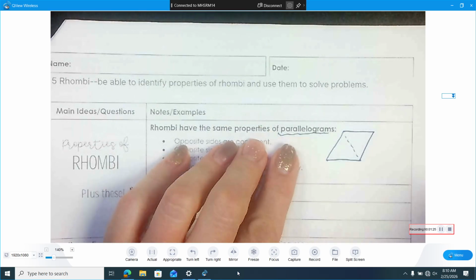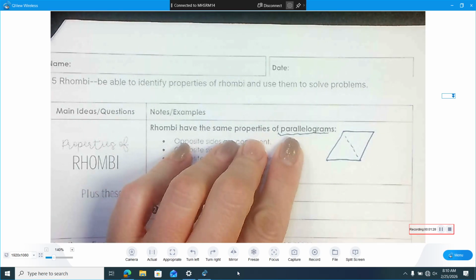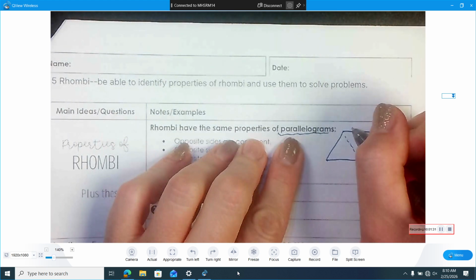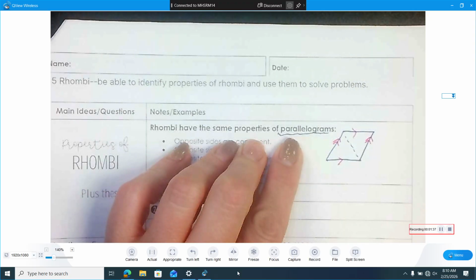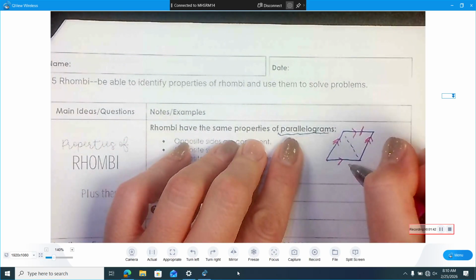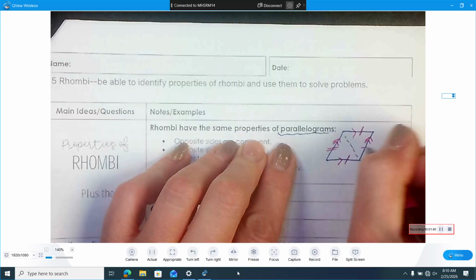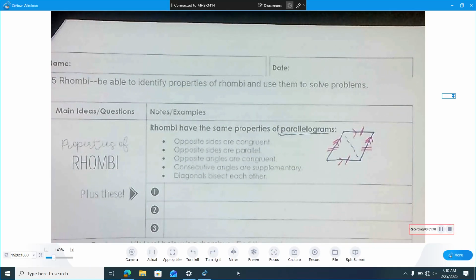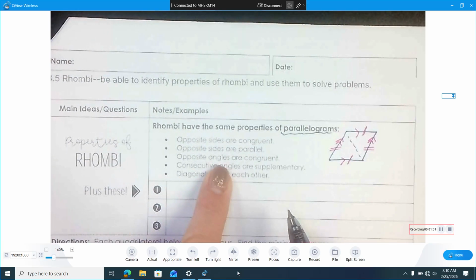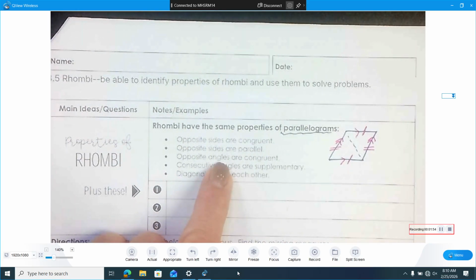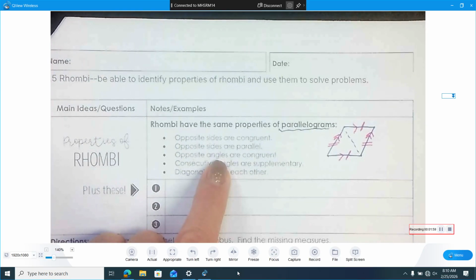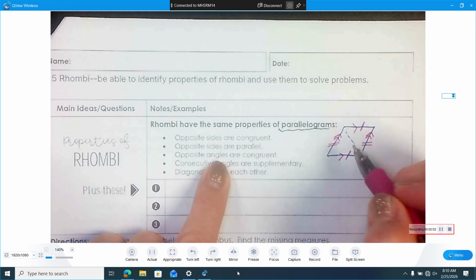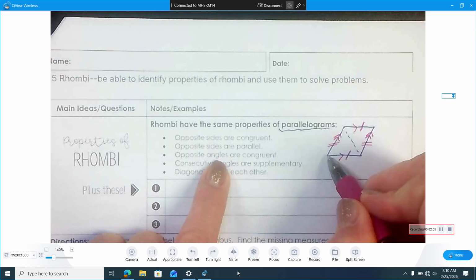So tell me more about parallelograms. What do we know right from the name? Parallel. We've got parallel sides. Two pair of parallel sides, okay? If they also have parallel sides, then they must be the same length too. So opposite sides are also congruent. Opposite angles are congruent. Now, this is not a rectangle. So a rhombus is not a rectangle, and so the angles aren't 90 degrees. We need to remember that. But the opposite angles are congruent.